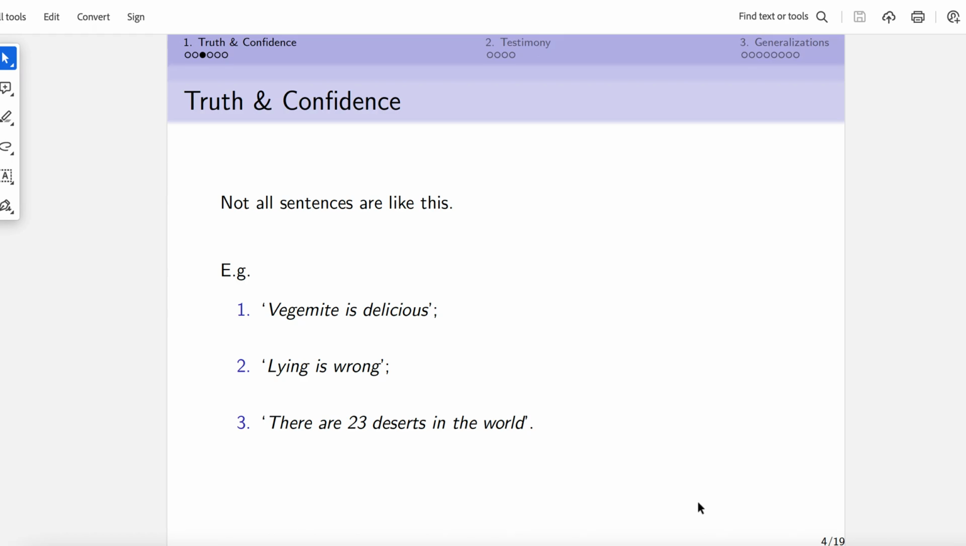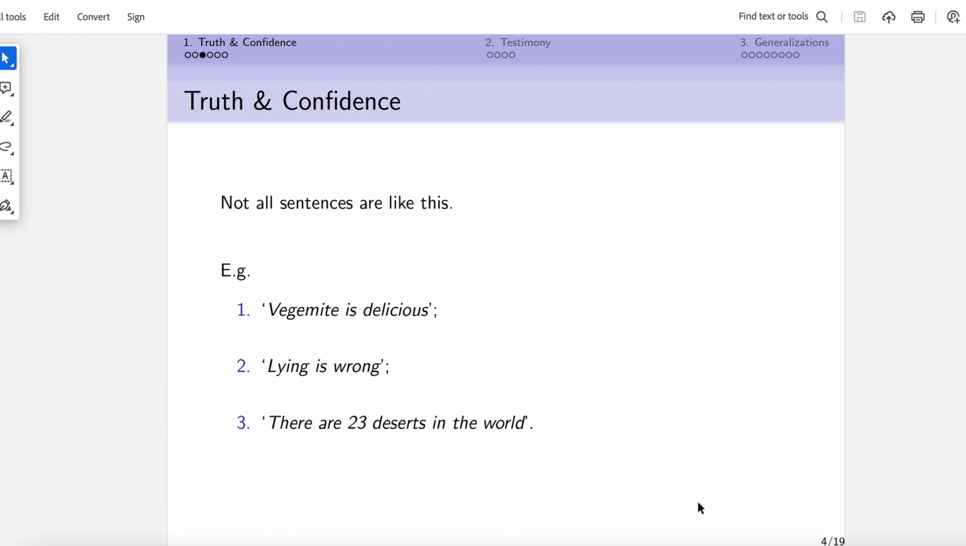Not all sentences are like this, right? There are sentences that one might express that, at least arguably, are not straightforwardly true or false, and don't straightforwardly have a truth value. Things like Vegemite is delicious, lying is wrong, there are 23 deserts in the world. For different reasons, it might be argued that none of these has a truth value.